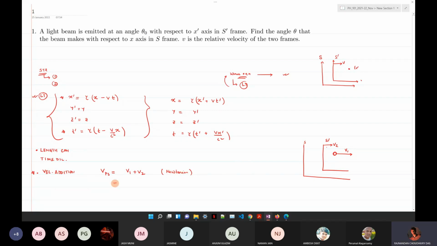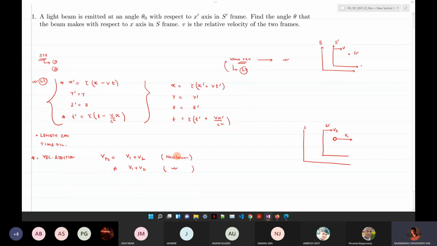But in special theory of relativity, you cannot simply write it like this. This you will see. So just note that you cannot add two velocities simply in STR. There is some formulation. We will get it soon.